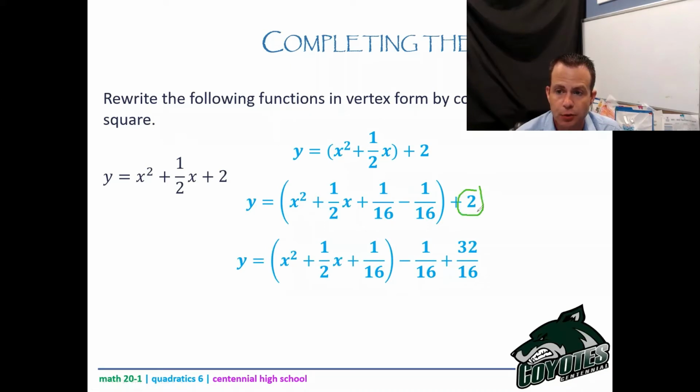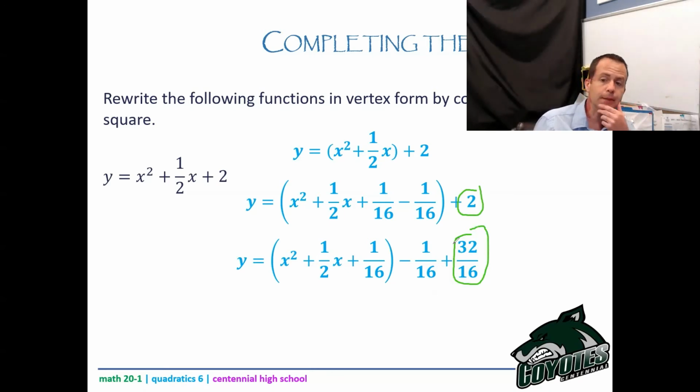So I took my 2, I just changed it to 32 over 16, right? 32 divided by 16 is 2. I did that so I had a common denominator. Now I can just say, hey, that's easy to do. Negative 1 plus 32, that's just going to give me 31 over 16. Don't you dare put any of this in decimal form. That's a big deal. We write with fractions only. We don't write with decimals unless we're specifically told to, or unless we're dealing with money. You must leave these as fractions. So that's going to give me 31 over 16 on the end.